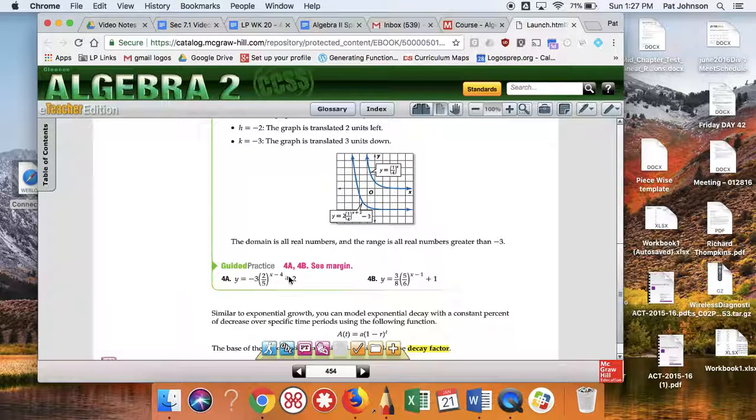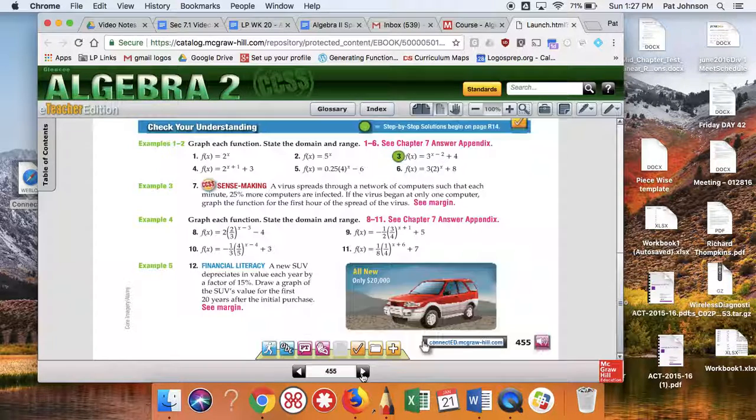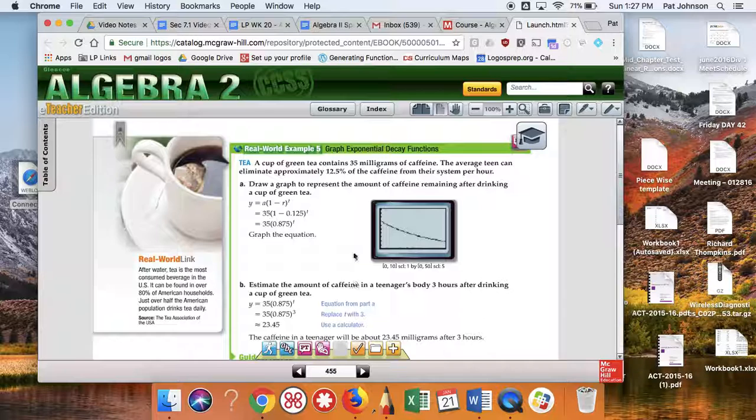All right, so let's look at these two. So you had a vertical reflection over the x-axis, so it flips over. And we had a vertical stretch by 3. We had a shift to the right 4 and up 2. All right, and you notice that the base of a decay factor, when we're talking about compound interest, is 1 minus r. That's called the decay factor. That same formula.